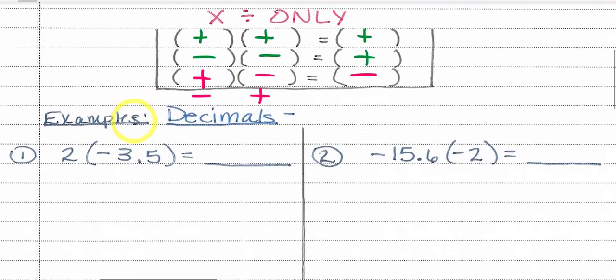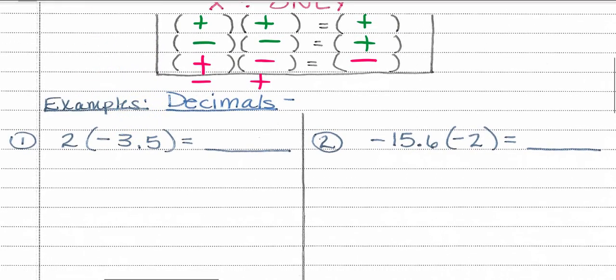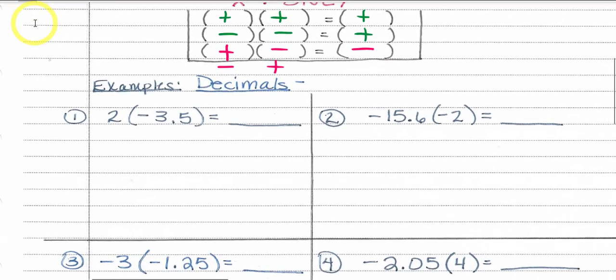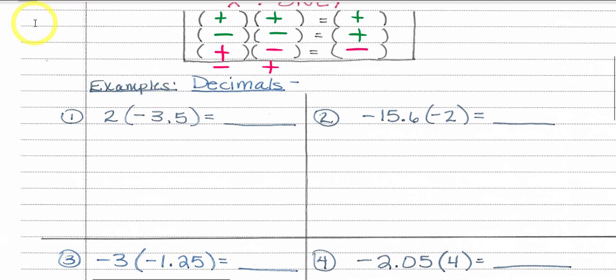Okay. So let's try this with decimals first, and then we're going to go into fractions. So here, for example number 1, we've got positive 2 being multiplied by a negative 3 5/10. So my answer is going to be negative because one of the numbers is positive, the other one is negative. And now all I need to do is just multiply.